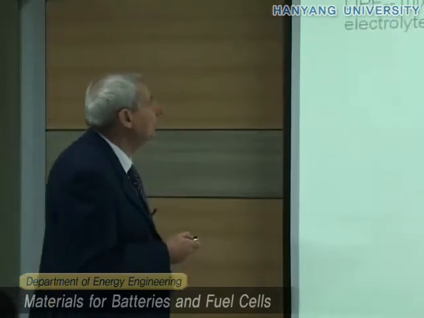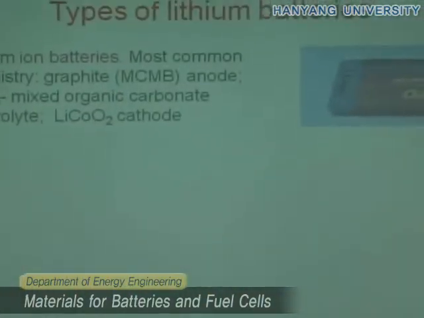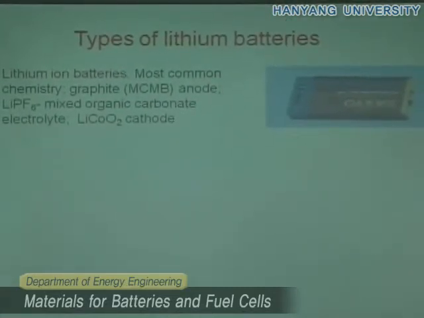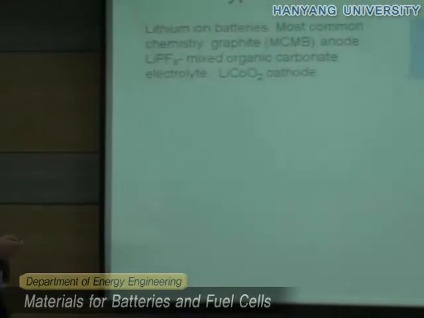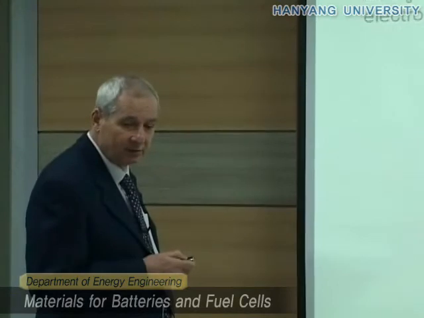So what are the types of lithium batteries that we have? Here I have a Japanese example. I took it from the internet. The most common is the one having graphite as anode, LiPF6 in mixed organic carbonates as electrolyte, and lithium cobalt oxide as the cathode. This can be prepared in cylindrical form or in prismatic form like this one. And now most of your cellular phones have this type of cell.